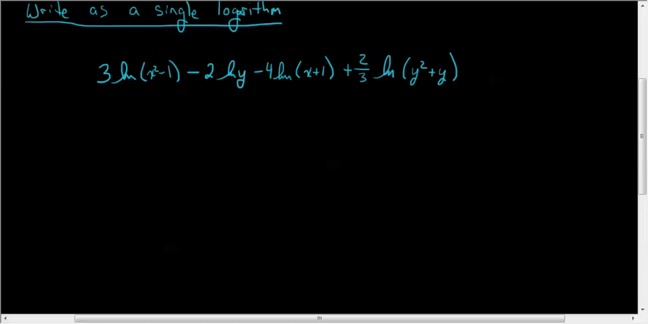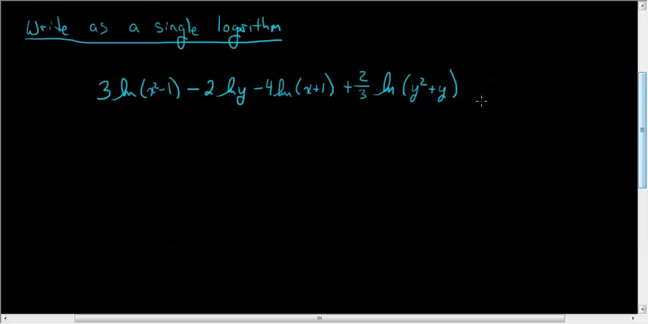Alright, so we're going to use this idea to write this one as a single logarithm. The title of this, I believe, is Calculations with Logarithms. It's actually logarithm expansion and logarithm contractions. So this one's going to be a logarithm contraction. We're going to write this as a single logarithm.